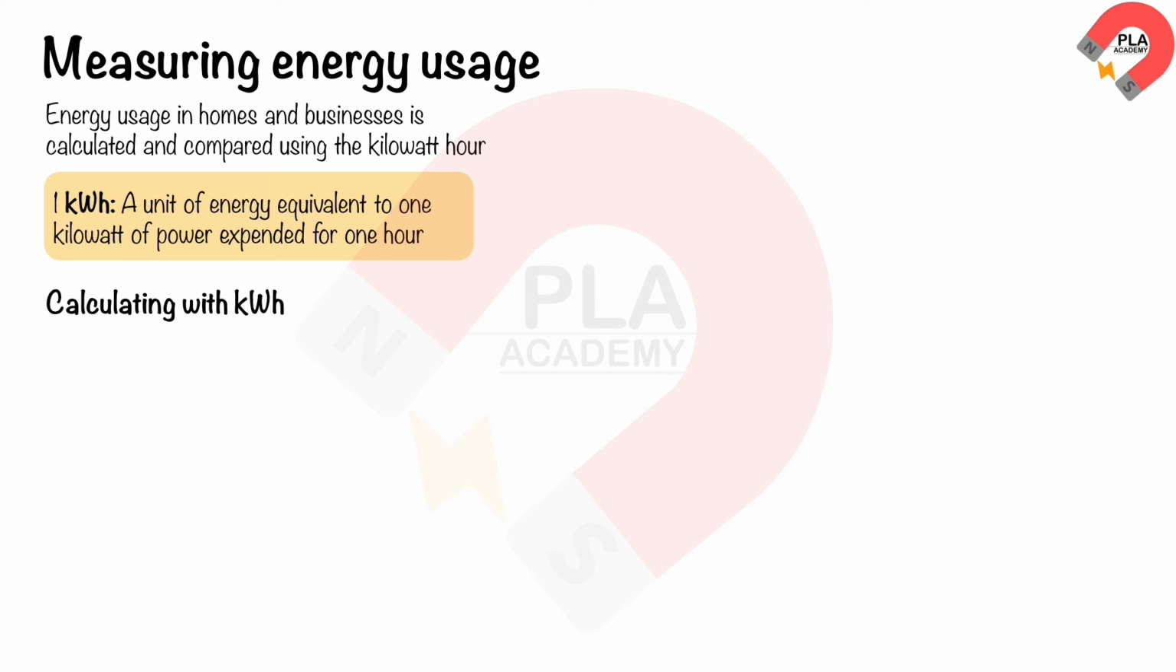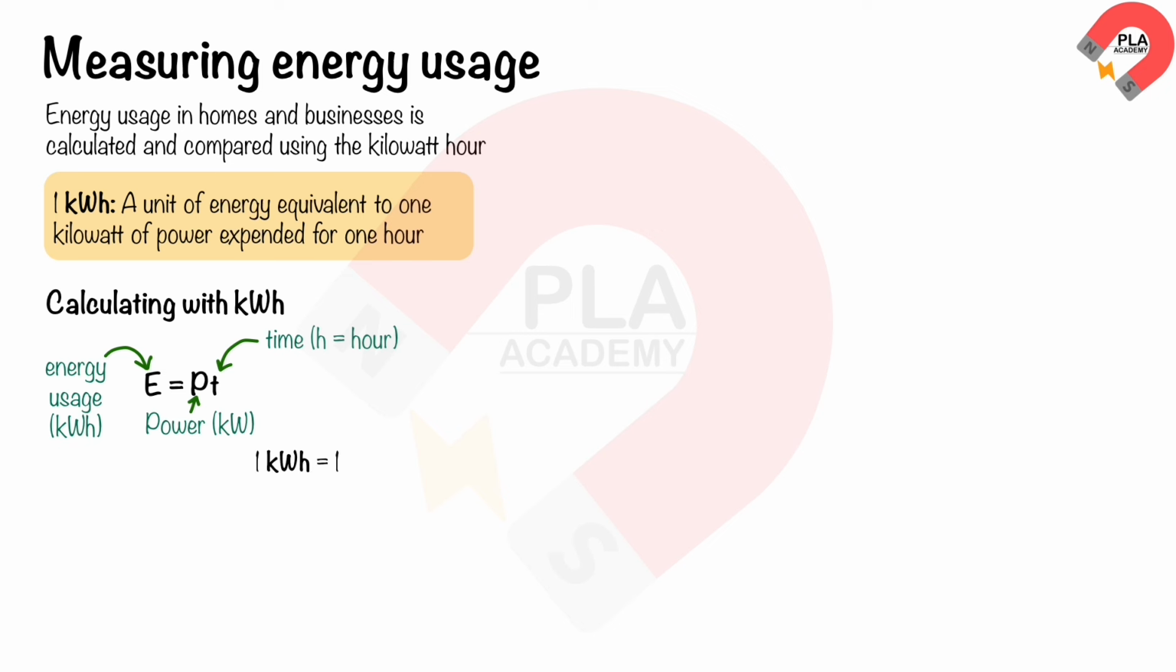The kilowatt hour can also be defined using an equation E equals PT, where E equals energy in kilowatt hour, P equals power in kilowatt, T equals time in hour. Therefore, 1 kilowatt hour equals 1000 watts times 3600 seconds equals 3.6 times 10 to the power of 6 joules.